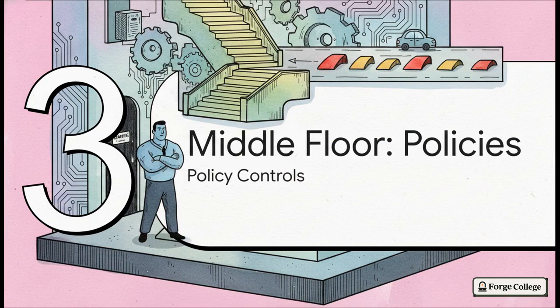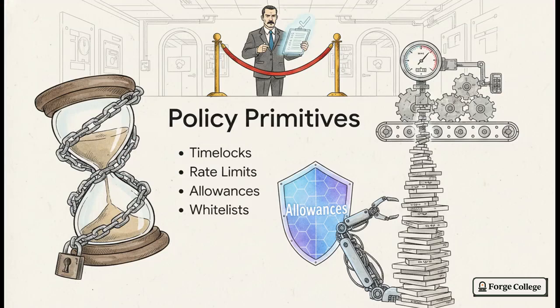Okay, assuming our foundation is solid, let's walk up to the next level. Section 3, the middle floor, focusing on policy controls. This is where we install the internal bouncers and speed bumps of our smart wallet. Time locks delay state changes, which effectively buys you time to react if something looks off. Rate limits and spending allowances are there to drastically reduce your financial blast radius. And whitelists strictly restrict which contracts you can even interact with.